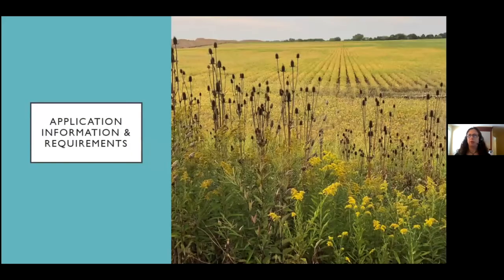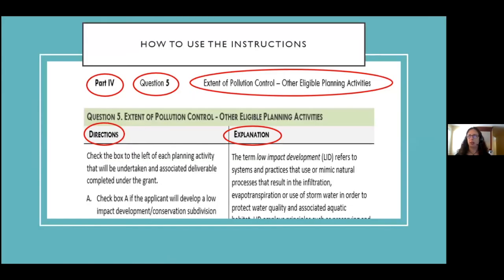So I'm going to go over a few things related to the application instructions and application requirements. Each page of the instructions has a header that indicates the part and question of the application covered on that page. Additionally, instructions are divided into columns, so there's directions on the left side and an explanation on the right side.